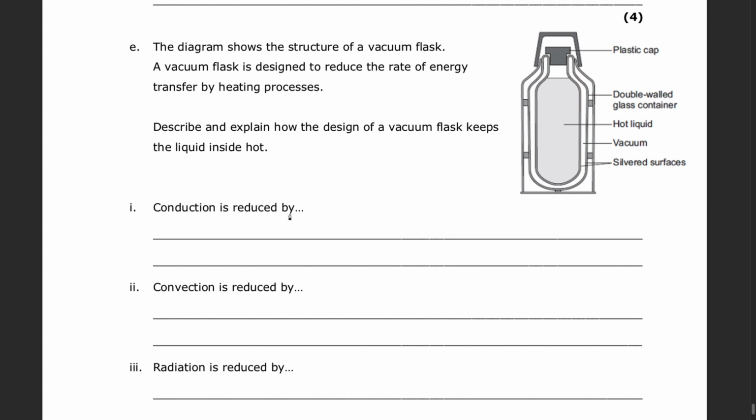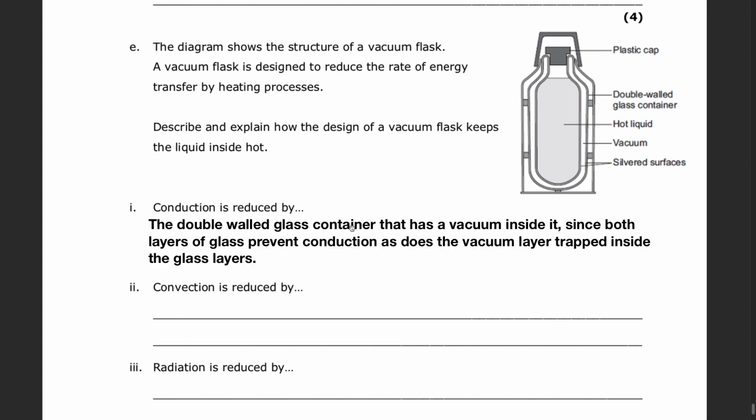Question E1. Conduction is reduced by the double-walled glass container that has a vacuum inside it, since both layers of glass prevent conduction, as does the vacuum layer trapped inside the glass layers.